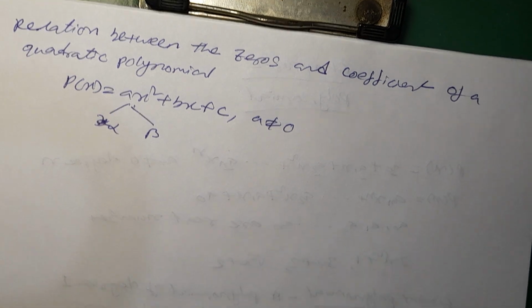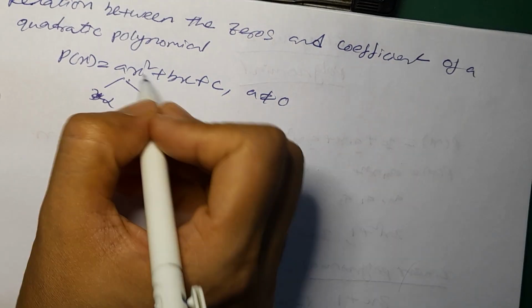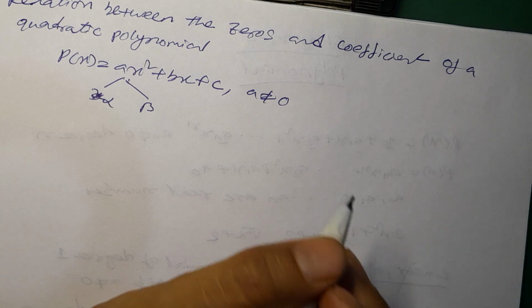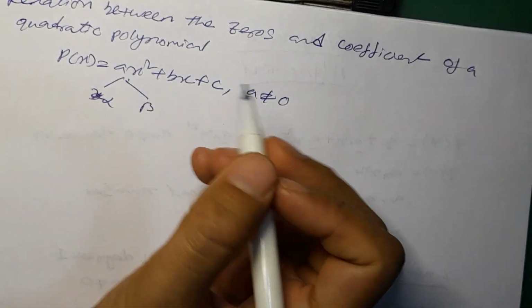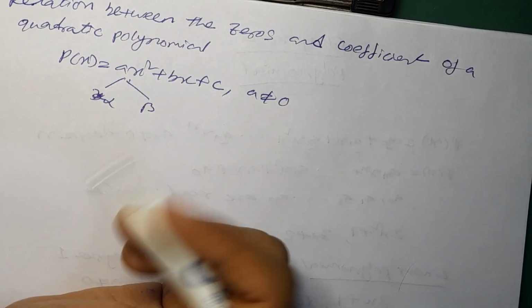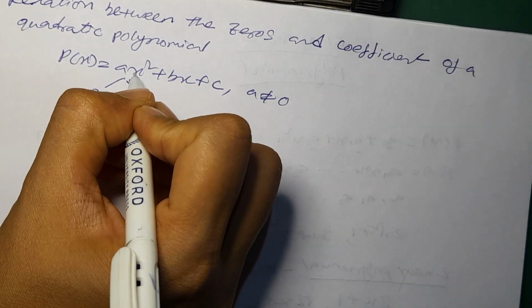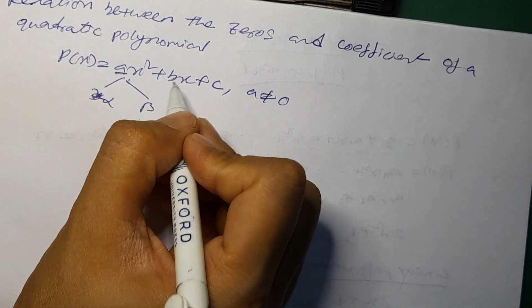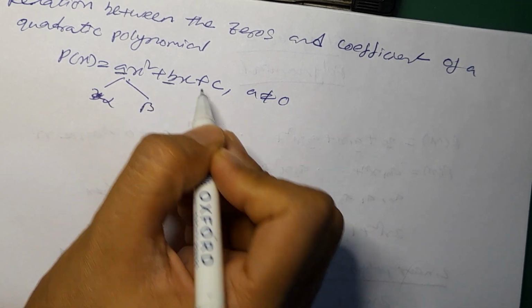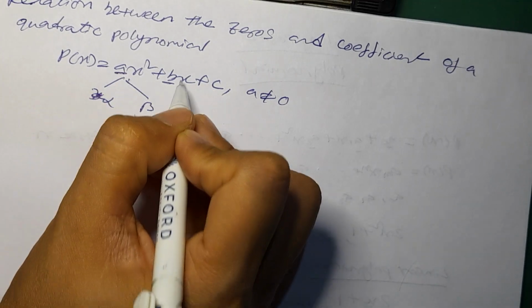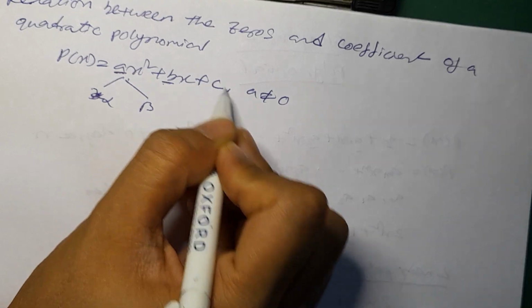Now, what is the coefficient? Coefficient means the number in front of x or in front of x square. Here, what is the coefficient of x square? The number in front of x square, that we call the coefficient. So a is the coefficient of x square, b is the coefficient of x, and c is the constant.